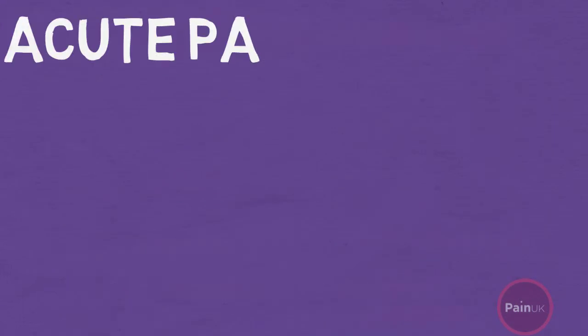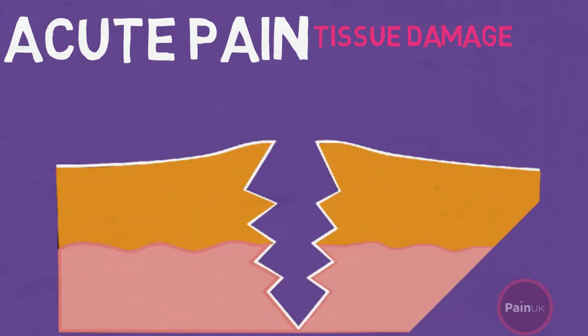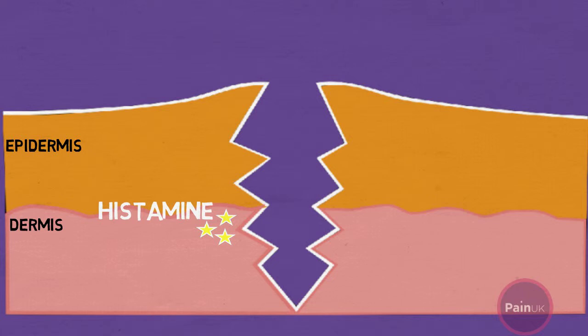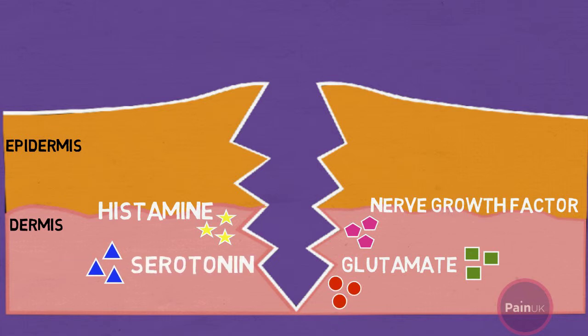A common feature of acute pain is tissue damage, where you have hurt yourself. Tissue damage can be caused by various things, such as mechanical trauma, like broken glass or a splinter. Upon tissue damage, inflammatory mediators are released, such as histamine, nerve growth factor, glutamate, serotonin, and substance P.